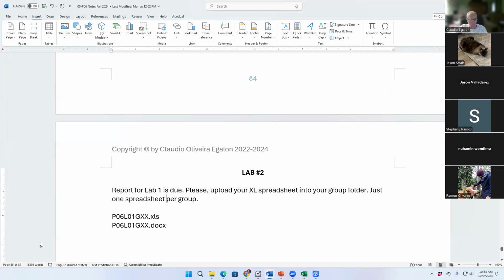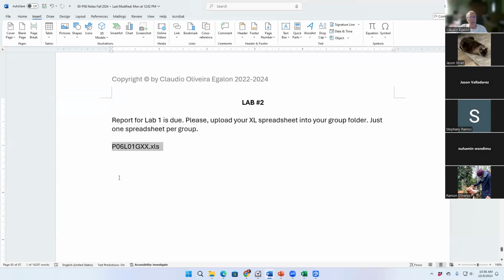Those spreadsheets must be named just like that: P06L01, right, for lab 1, GXX, and then you put your 2-digit group number here, and you do the same for lab number 2, P06L02G01, 02, 03, and so on, right? So uniformly accelerated motion. Everybody got the spreadsheet? I want to hear from you.